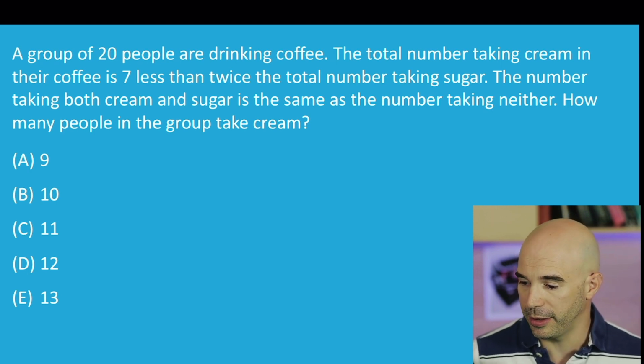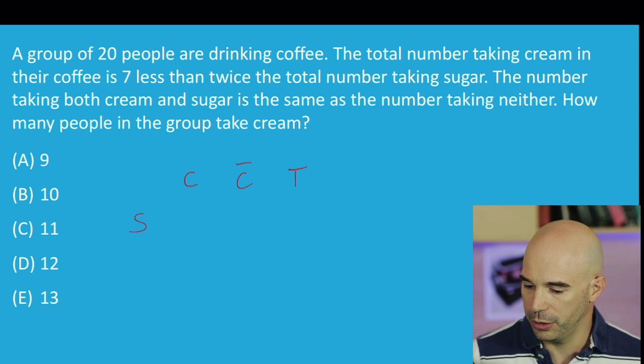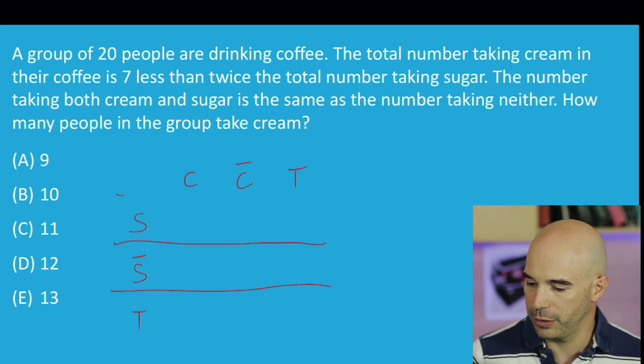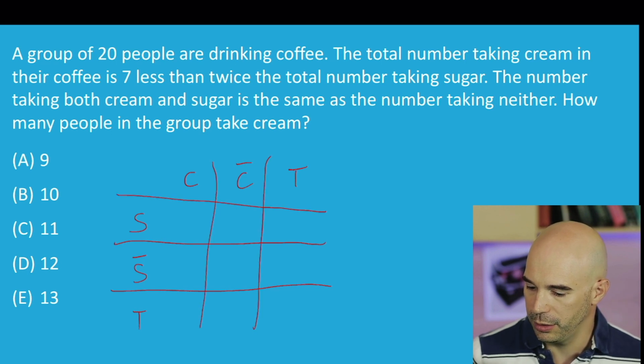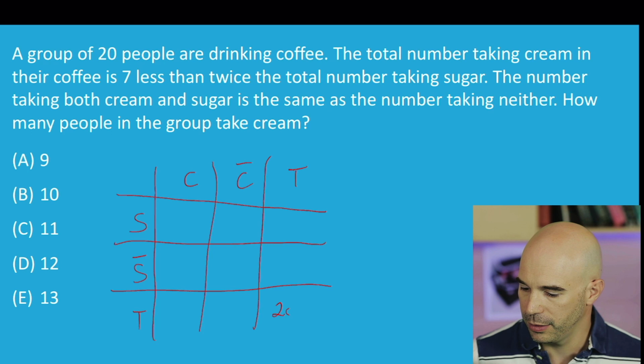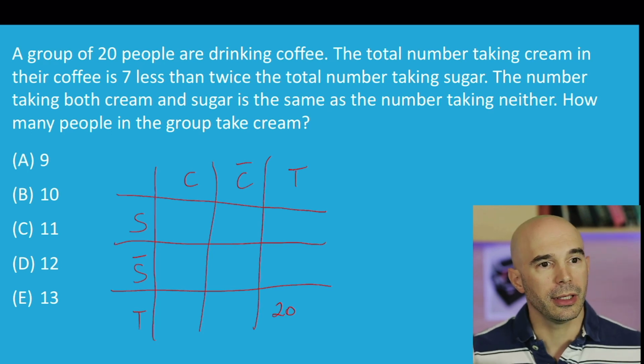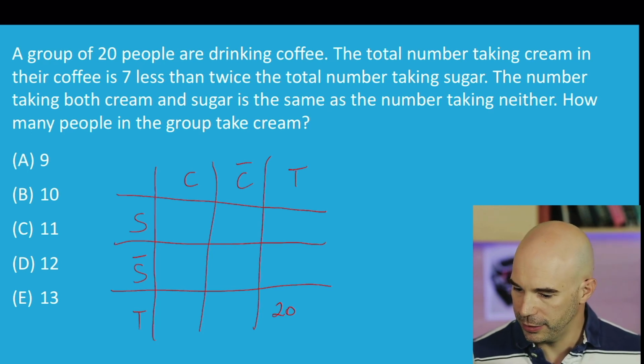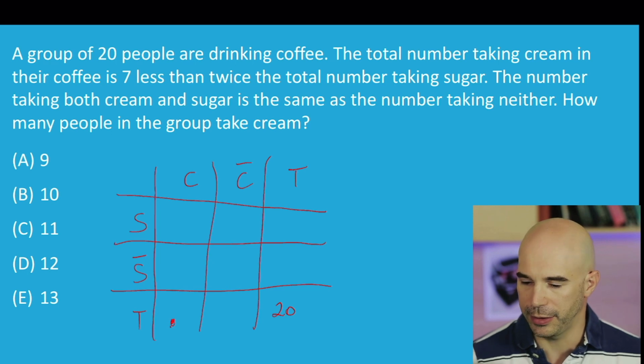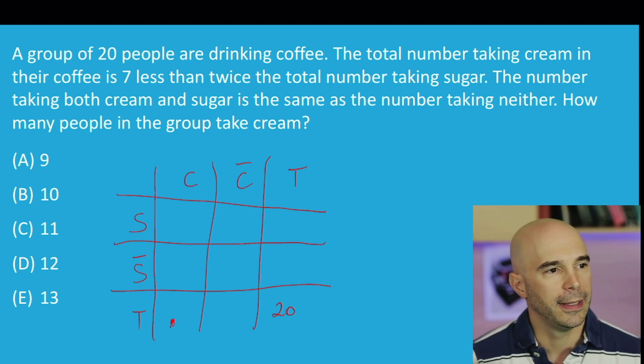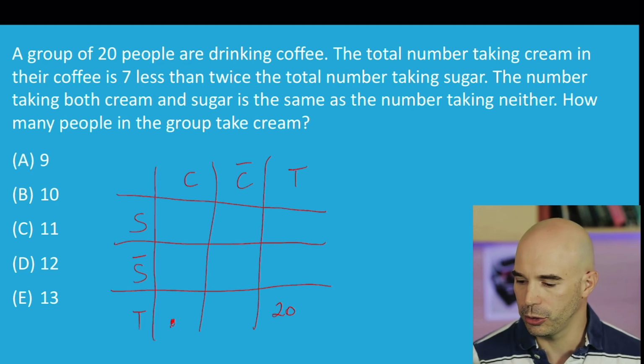I'm going to start setting that up. So we have cream, not cream, total. We have sugar, not sugar, and total. And we know that altogether there are 20 people, so I'm going to put that right in there. The total number taking cream in their coffee, so that's this cell right there, bottom left, is 7 less than twice the total number taking sugar. That's this cell here in the top right.